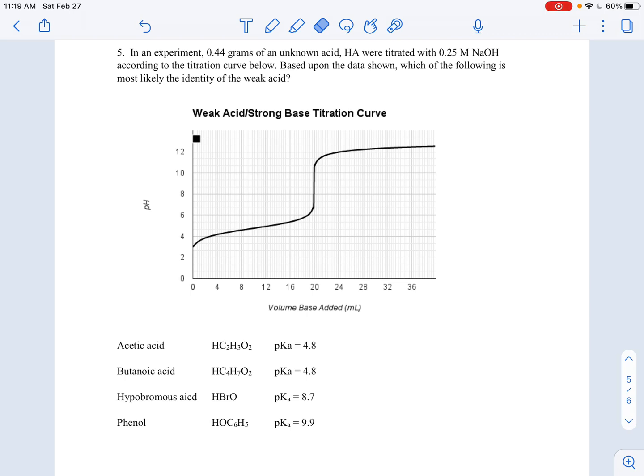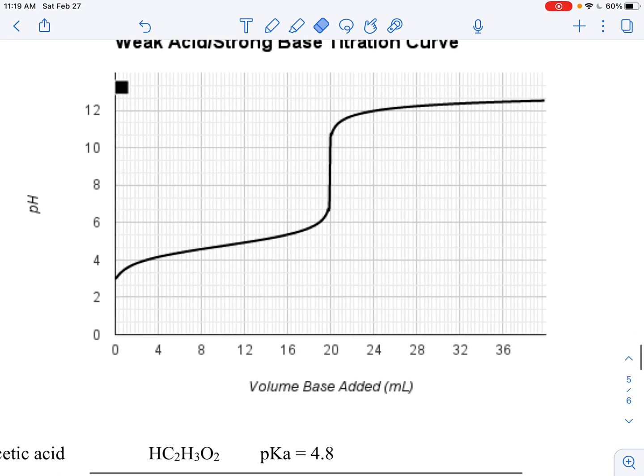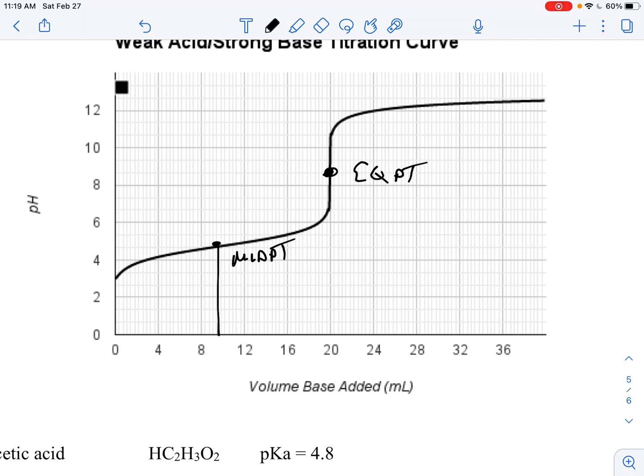Well, before we get to any math at all, we can really reduce this to just a couple of choices based upon the midpoint and the pKa alone. With no other information given, and without even picking up a calculator, we know that your equivalence point is at a volume of about 20 milliliters. If we cut that in half and go to 10, that's where your midpoint is.